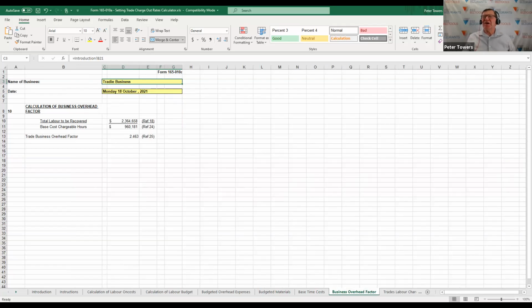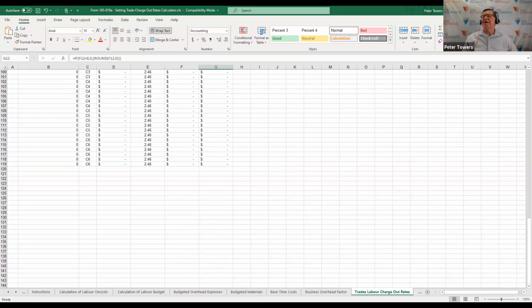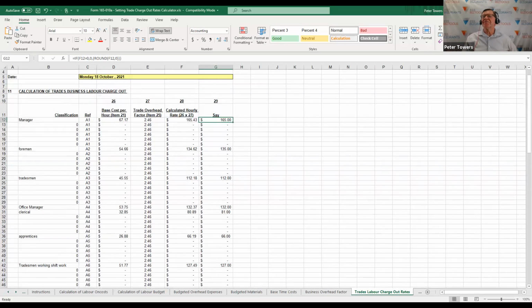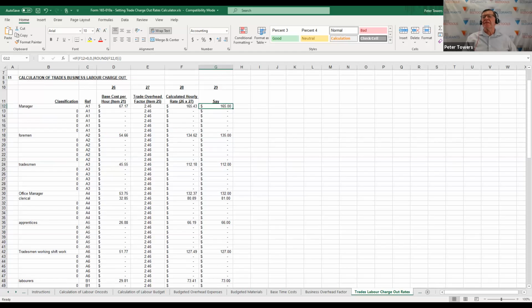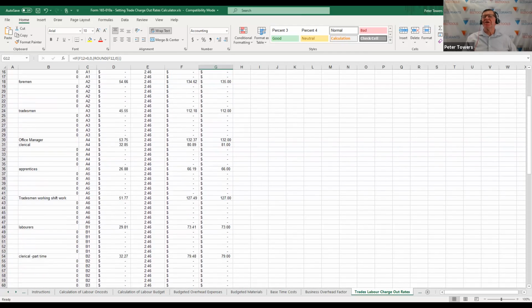On its own, it doesn't really mean much, as far as I can see, but it's very important in the calculation to apportion the charge out rates to be level. We then go through and have this calculation of the charge out rate. So we're looking at that base cost per hour multiplied by the overhead factor, and it's giving us a chargeable rate, and then our system rounds that off. The system's gone through and worked out these charge out rates. It's done a charge out rate for office manager and clerical, but we're not using them.